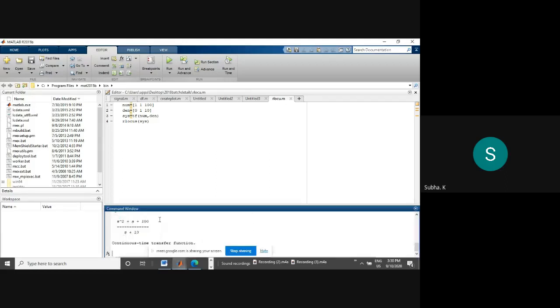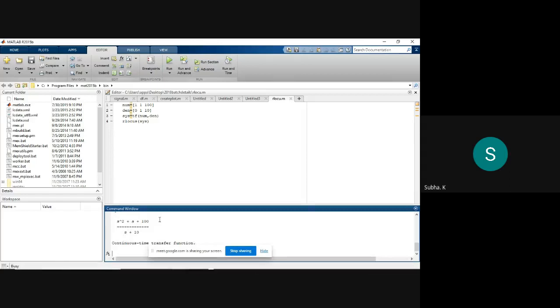Some lines will be there. See, this one that I am marking in blue color in the command window is your transfer function. The coefficient of s is what? 1. The coefficient of s is 1 and the constant is 100. In the denominator, I am having no s squared term, so 0, the coefficient of s is 1 and the constant is 10. So this is my transfer function for that system.